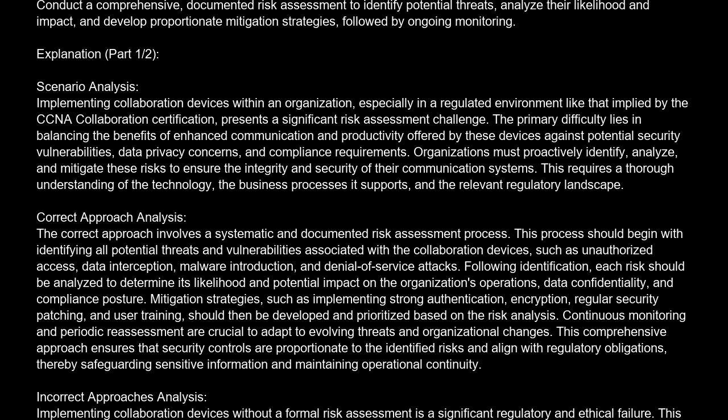Mitigation strategies, such as implementing strong authentication, encryption, regular security patching, and user training, should then be developed and prioritized based on the risk analysis. Continuous monitoring and periodic reassessment are crucial to adapt to evolving threats and organizational changes. This comprehensive approach ensures that security controls are proportionate to the identified risks and align with regulatory obligations, thereby safeguarding sensitive information and maintaining operational continuity.